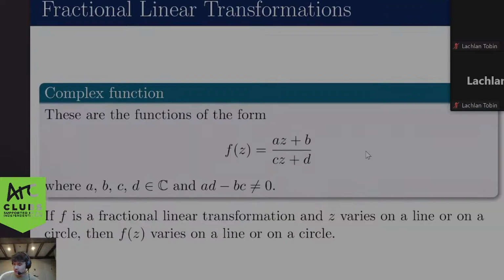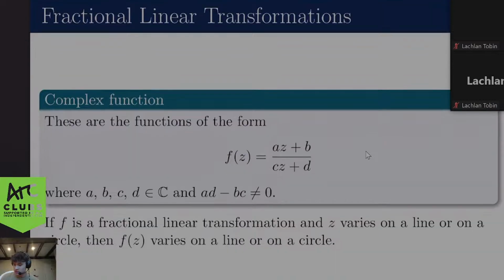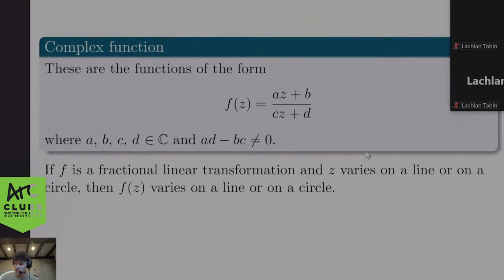So the first type of function that we're going to be looking at is something called a fractional linear transformation. Those are functions of the form az plus b divided by cz plus d, where a, b, c, d are complex numbers. Okay.